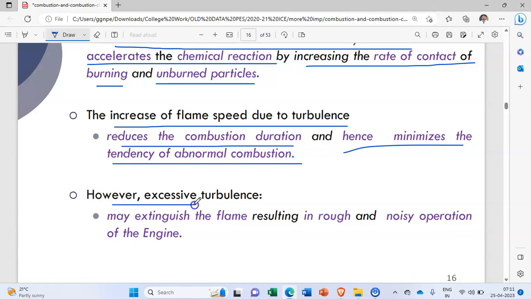However, excessive turbulence, if you increase the turbulence beyond a certain limit, then what will happen? It may extinguish the flame, resulting in rough and noisy operation of the engine. So we have to increase the turbulence, but only up to a certain level. After that, it may be dangerous for the combustion.